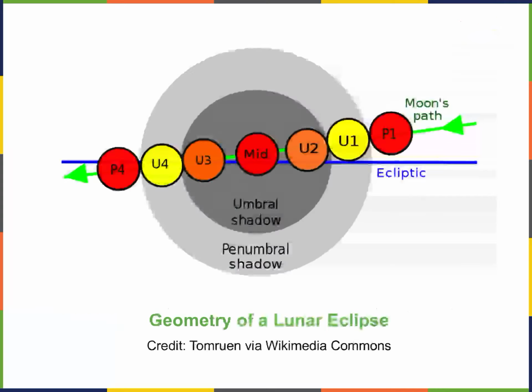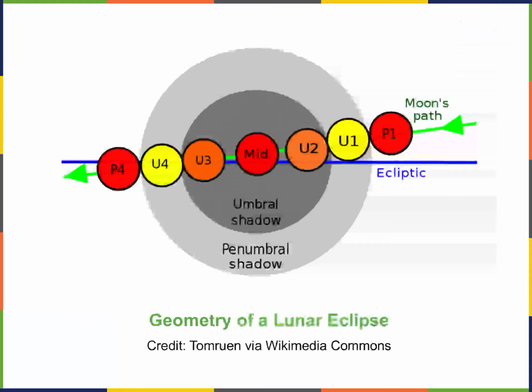What then is an eclipse? It's when the Earth casts a shadow on the moon or the moon casts a shadow on the Earth. You might expect the Earth to cast a shadow on the moon every full moon, but it doesn't because the orbit of the moon is slightly tilted relative to the orbit of the Earth.